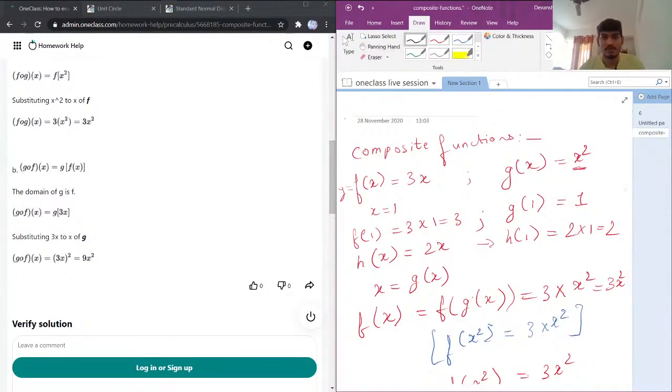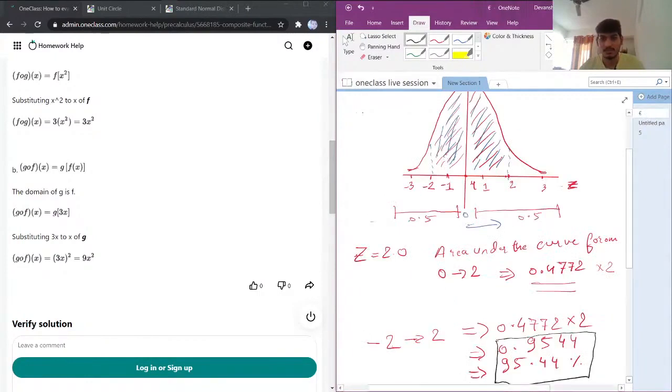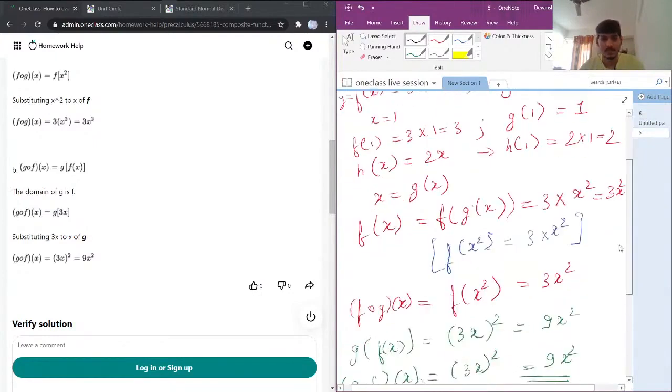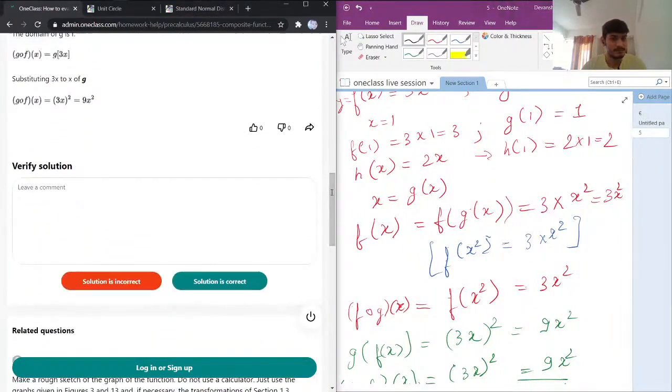Yeah, I forgot to put the question number, so this is question number 2. This was question number 1. So the answer mentioned here is correct. So I'll just write it as correct answer. Great job. Solution is correct.